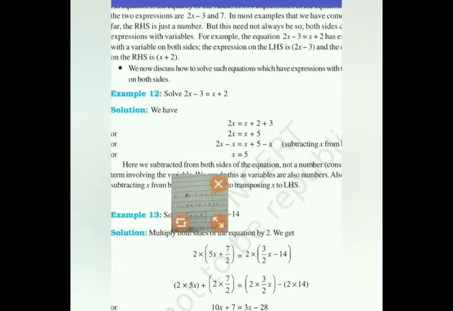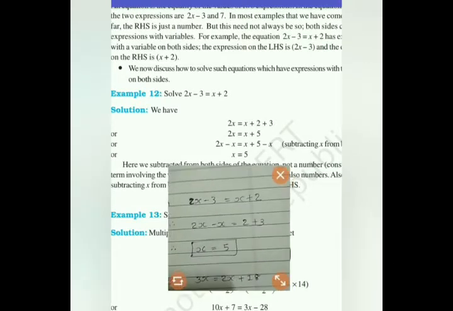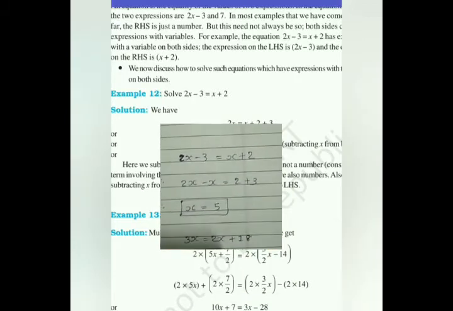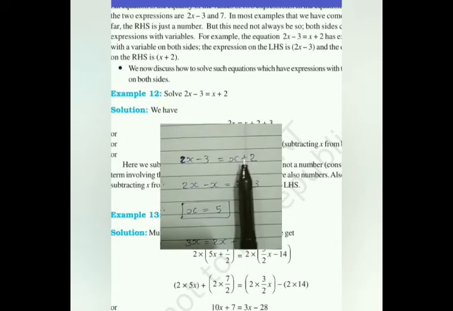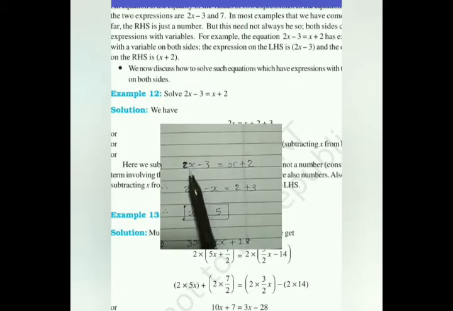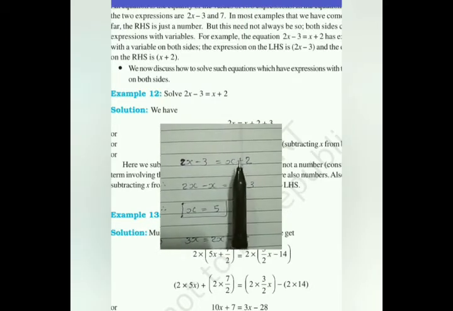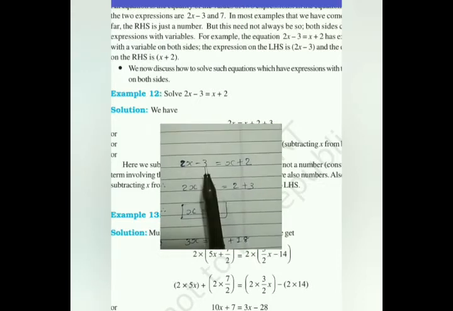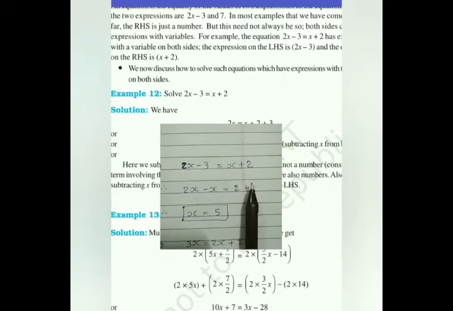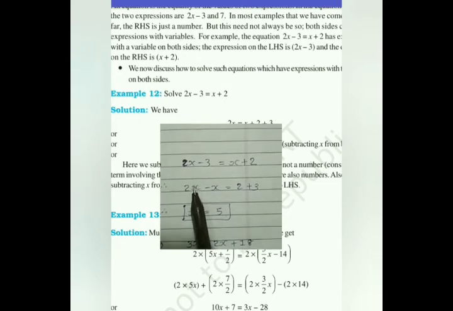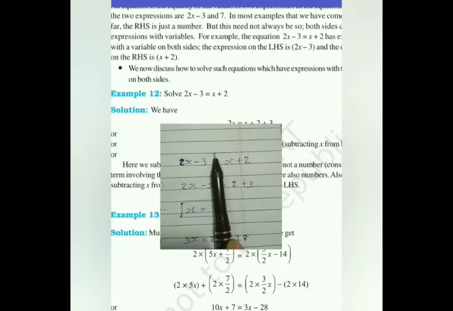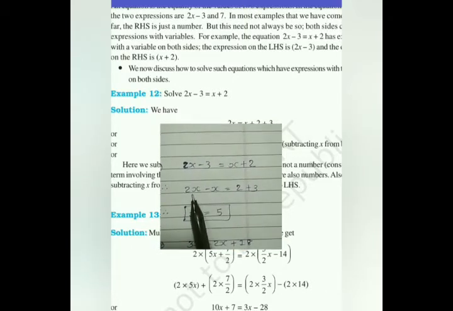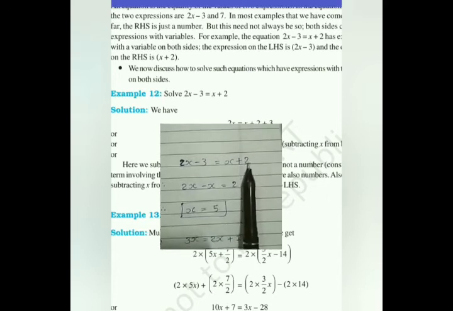Here is the solution. You can see that 2x minus 3 is equal to x plus 2. Both the left hand side and right hand side have the variable x. Now we transpose all the variables to our left hand side and all the numerical numbers to our right hand side. So we take 2x as it is. On the right hand side, x has a positive sign, so whenever we transpose x to the left hand side, it becomes negative. So 2x minus x is equal to 2 as it is.